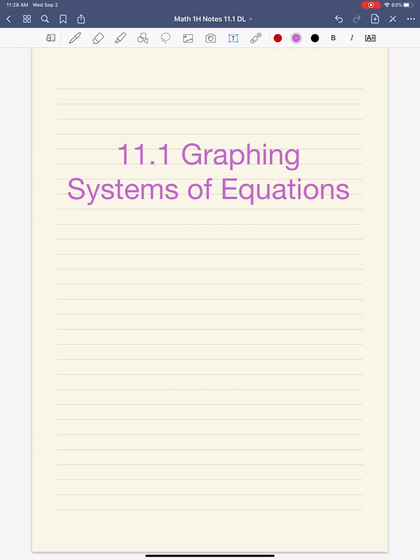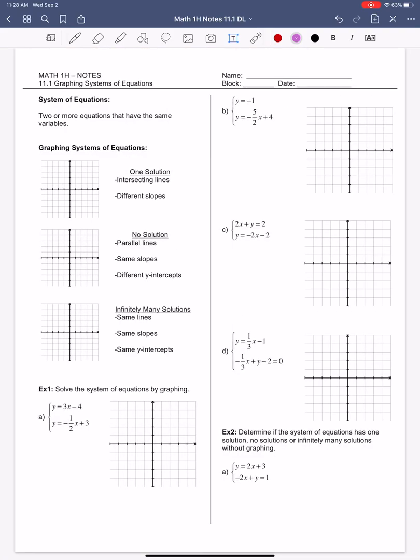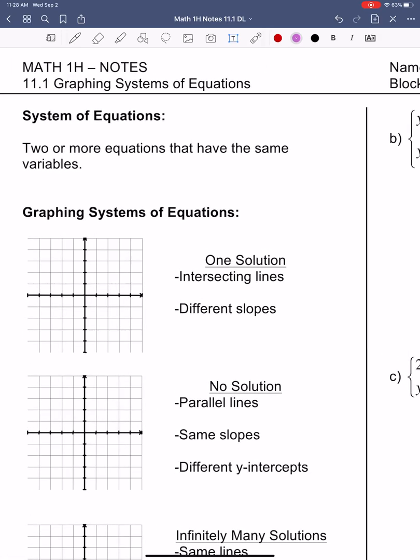Okay, we're going to jump into lesson 11.1, which is on graphing systems of equations. So first we're going to just define what a system of equations means here. A system of equations is two or more equations that have the same variable. There's a couple different ways that we can go about solving this. So keep in mind we've got two variables, so two unknowns, and we've got two equations.